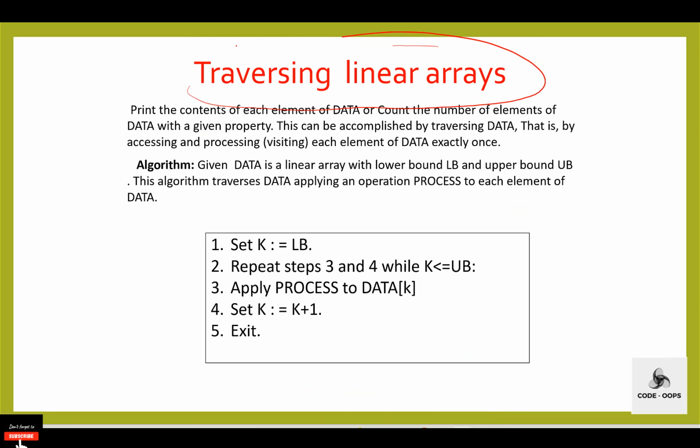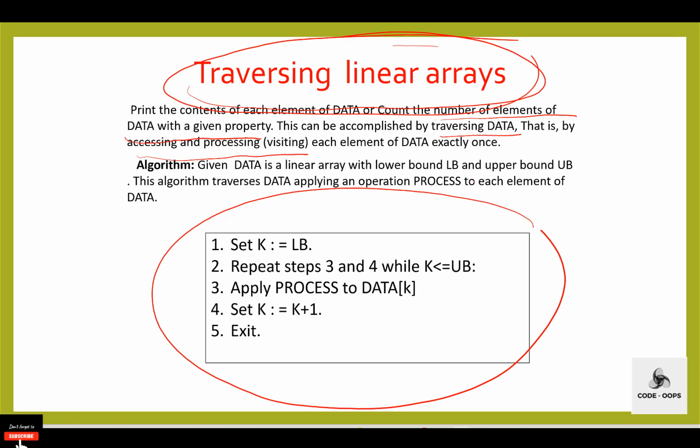Next are the various operations performed on an array. The first operation performed on an array is traversing. Traversing means printing all the array elements one by one: print the content of each element of data, or count the number of elements of data with a given property. This can be achieved by traversing the array, that is, by accessing and processing each element of data exactly once.